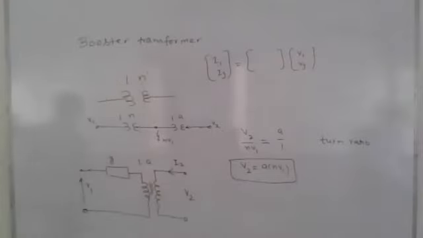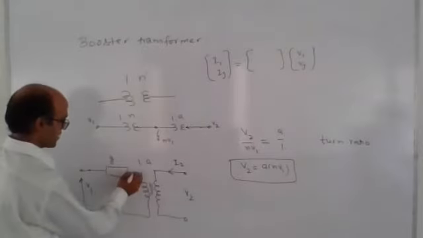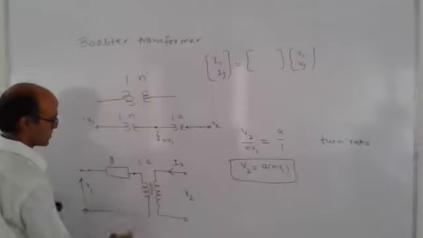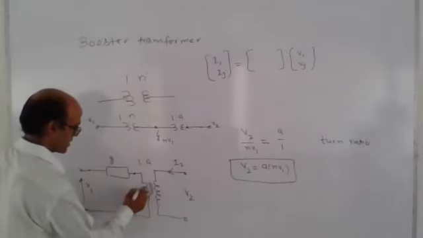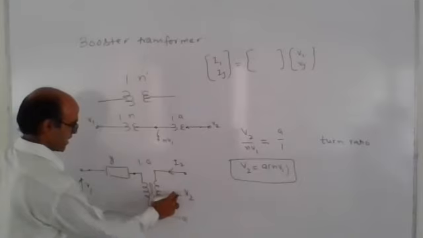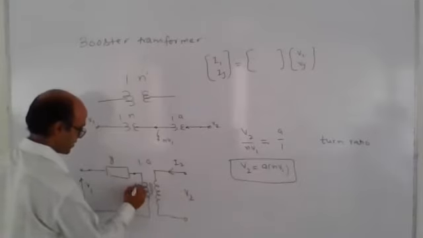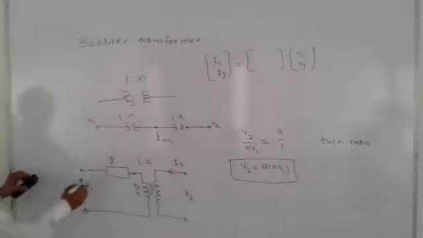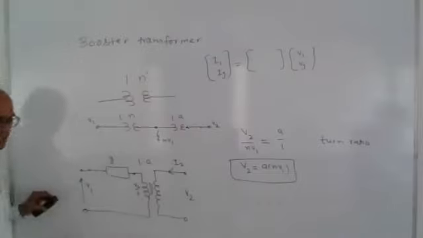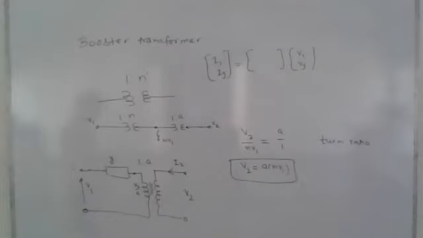Now I want to find the parameters. So how do I find parameters? This terminal voltage we have found already. What is this terminal? V1 by A. From this voltage, if I transfer to this side, the primary side, then it is V2 by A. So this is the ideal transformer, which has the same primary and secondary power.